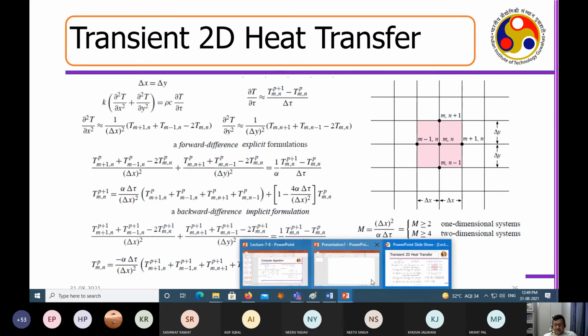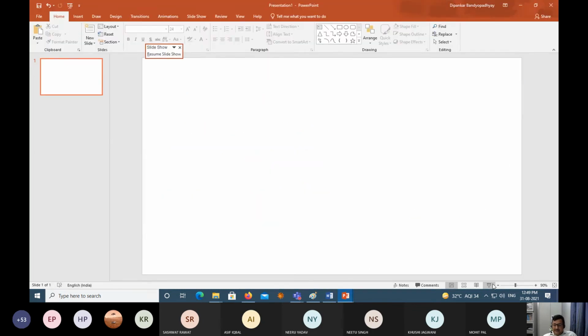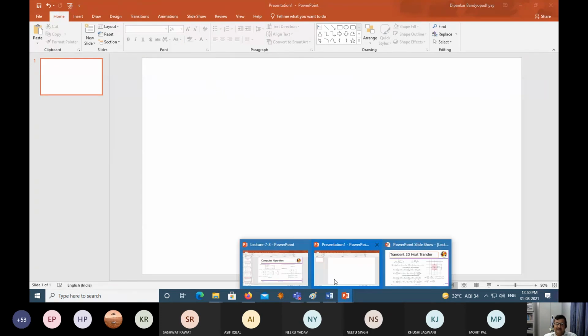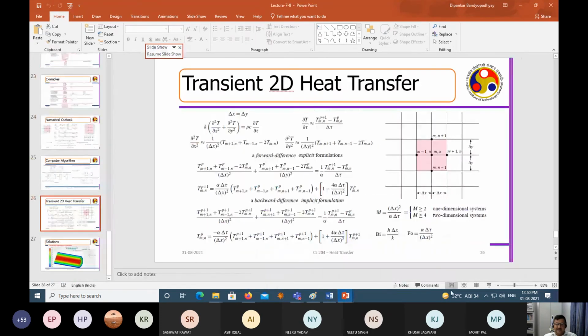So for time, you do a time marching. How do you obtain del T by del t? You do T at i, j, P plus 1, where P plus 1 is your time component, minus T at i, j at P, divided by delta t. So you use the same formula for forward difference. You can also use the same formula for backward difference, in order to really make sure that you are taking care of the time component.